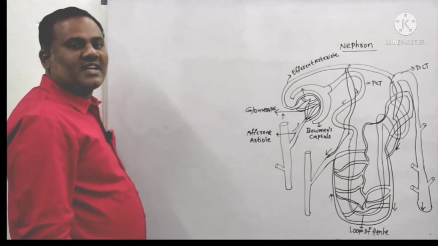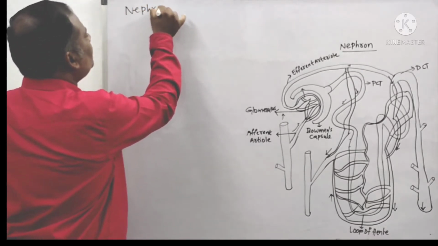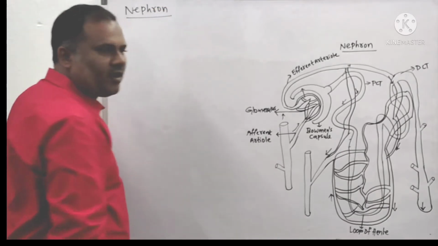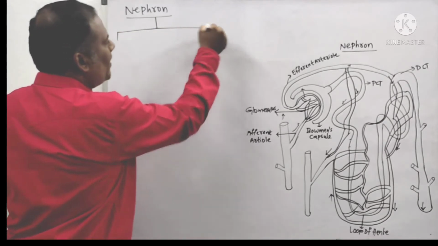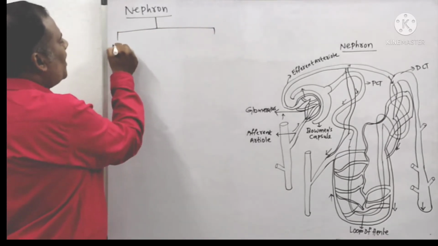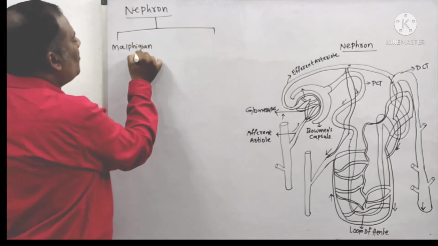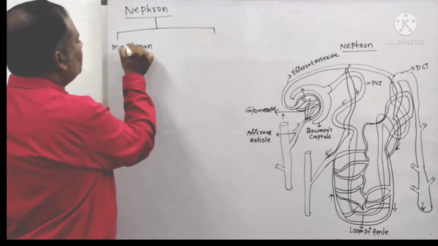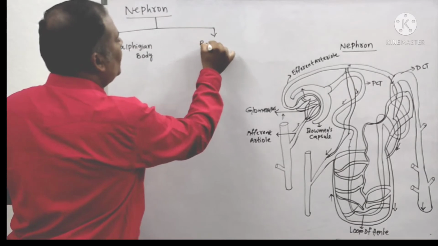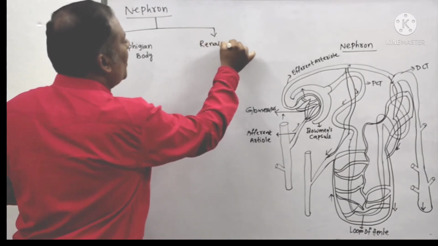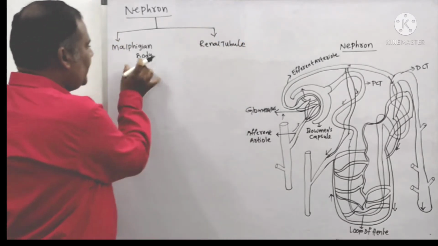We are going to learn about the structure of nephron. The nephron is divided into two parts. The first part is called the Malpighian body, and the second part is the renal tubule.